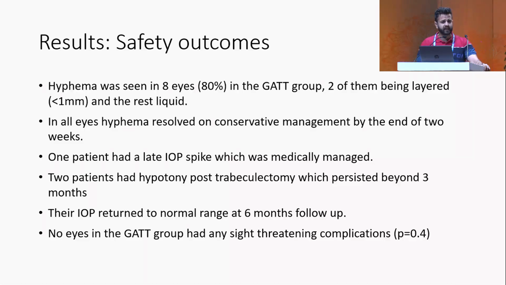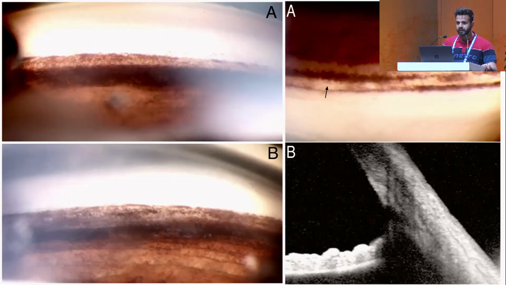Hyphema was seen in 80% of the eyes in the GAD group. All of them resolved on conservative management by the end of 2 weeks. One patient had a late IOP spike which needed medical therapy. 2 patients had hypotony post-trabeculectomy, which persisted beyond 3 months. However, the hypotony was self-limiting and came back to normal values at the end of 6 months. No eyes in the GAD group had any sight-threatening complication.